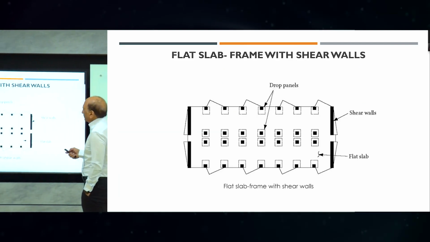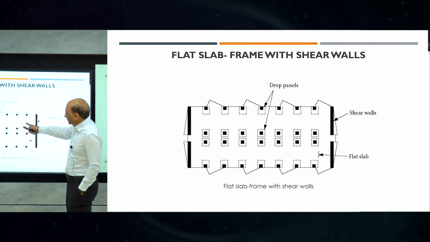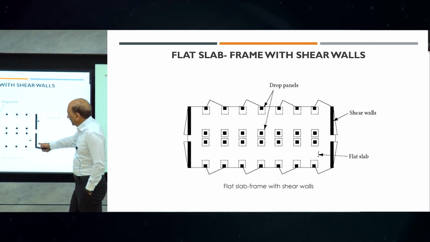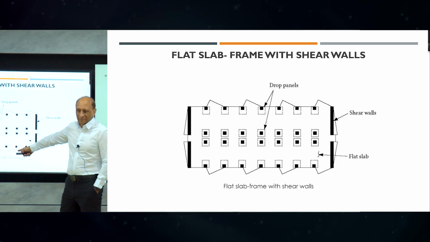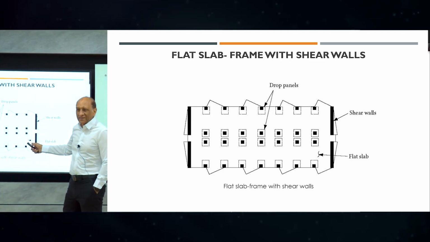So flat slab perimeter systems, as I told you, sometimes we can have a coupled wall here and then put the flat slab in between. So it's no problem because these two extreme walls are taking all the load.